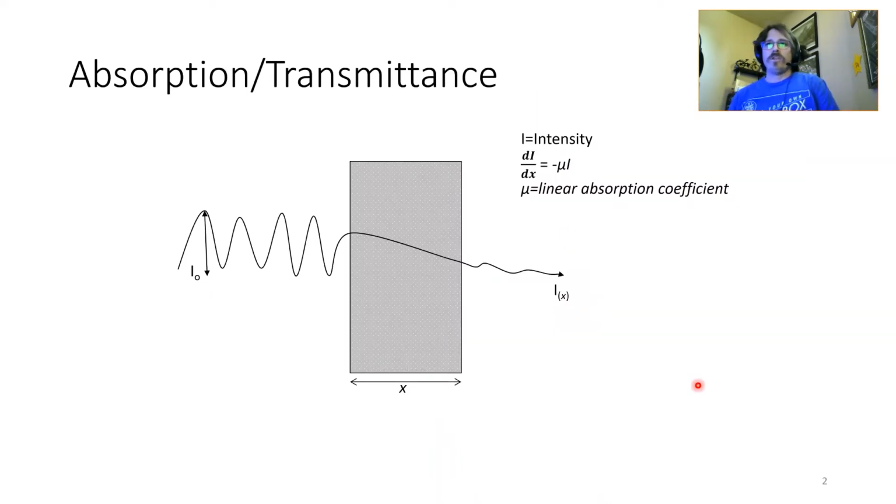Right now, we're going to talk about absorption and transmittance, and the attenuation of X-rays. This becomes pertinent particularly when you're talking about X-ray shielding, and if you're also doing pass-through filters, so we'll talk about this in great length.